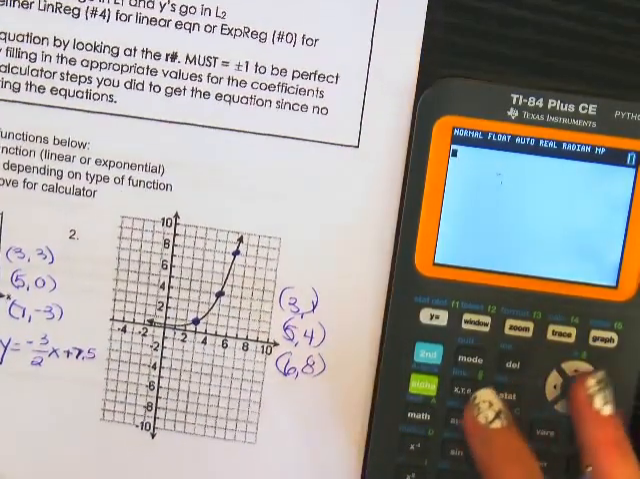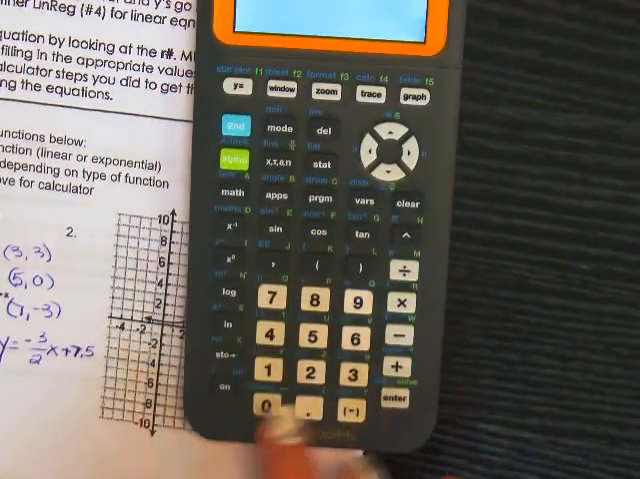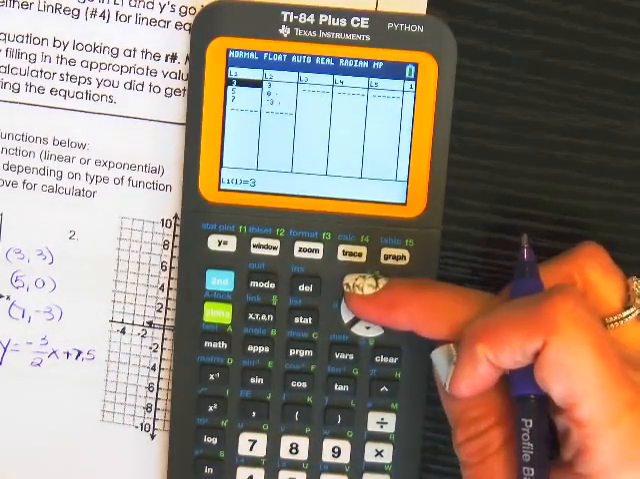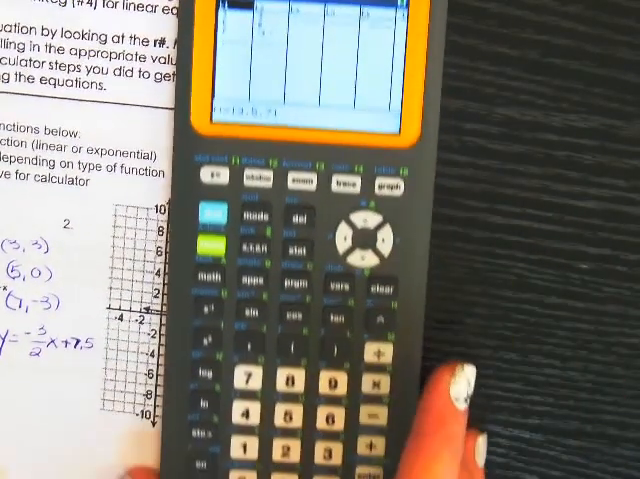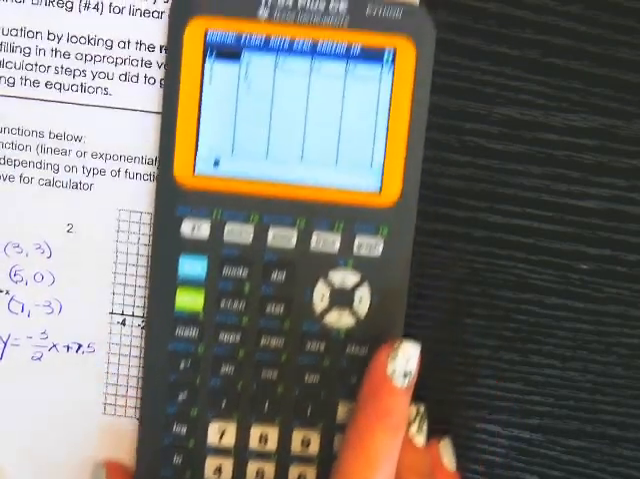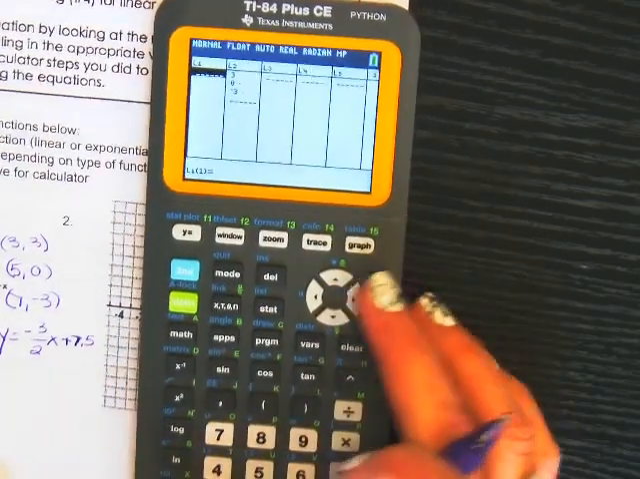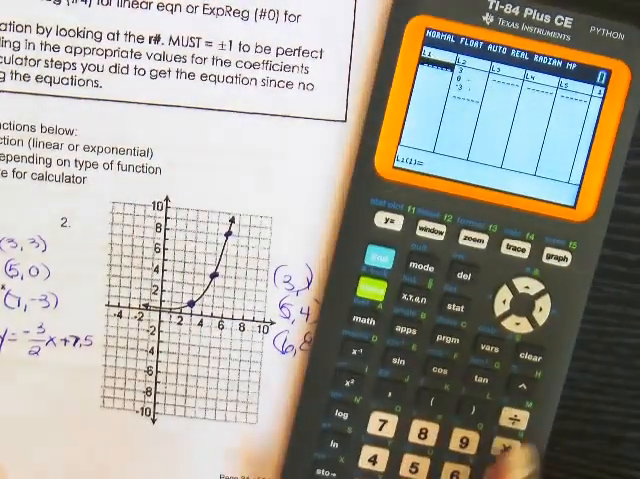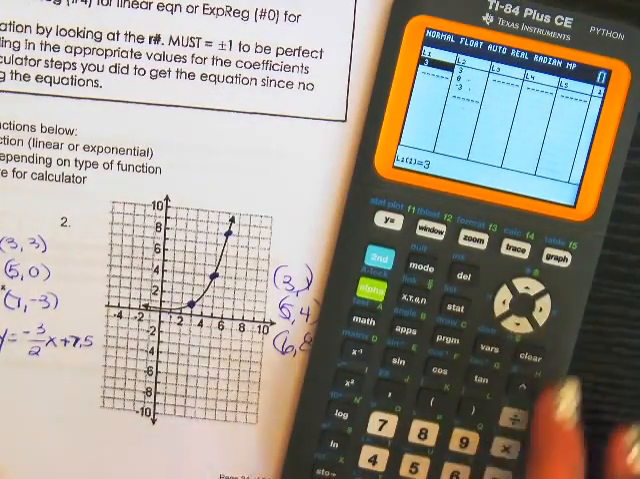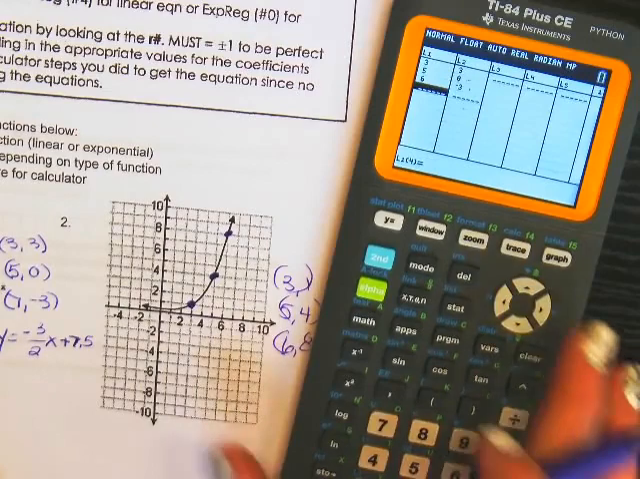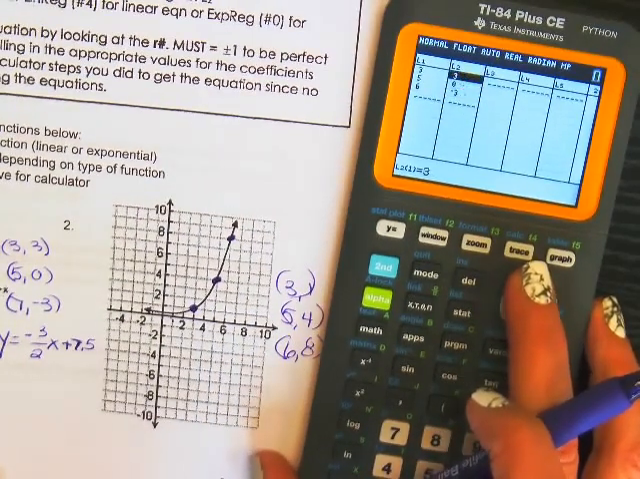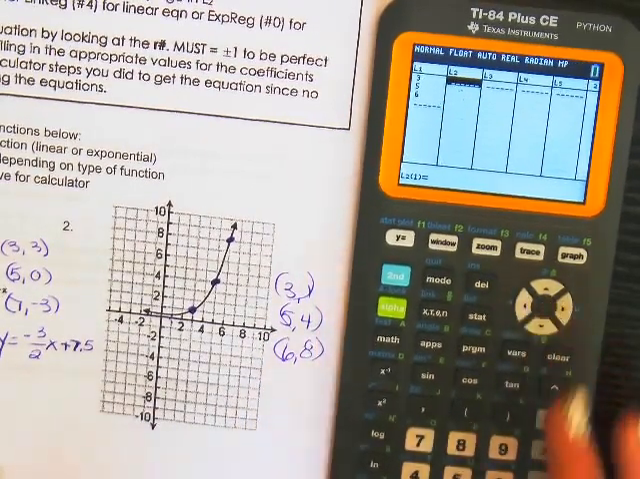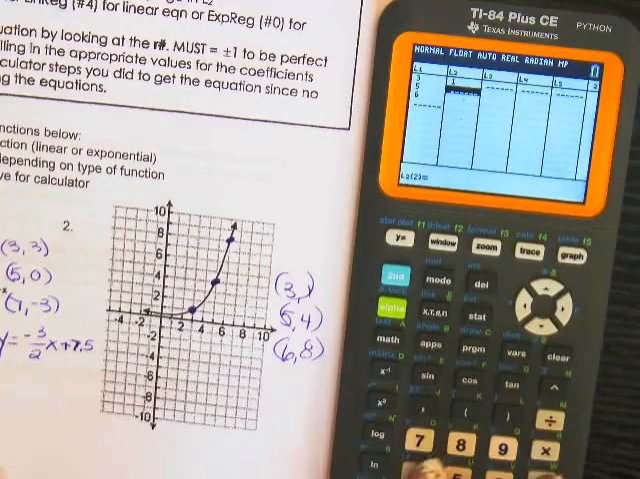I'm going to go back to stat, edit, that's option 1. To clear, I'm going to go up to highlight L1, hit clear and enter, and that gives me a fresh list to work with. We're going to put in 3, enter, 5, enter, 6, enter. Go over to L2. Again, I'm going to scroll up to highlight L2, hit clear and enter, and put in my Y values: 1, 4, 8.